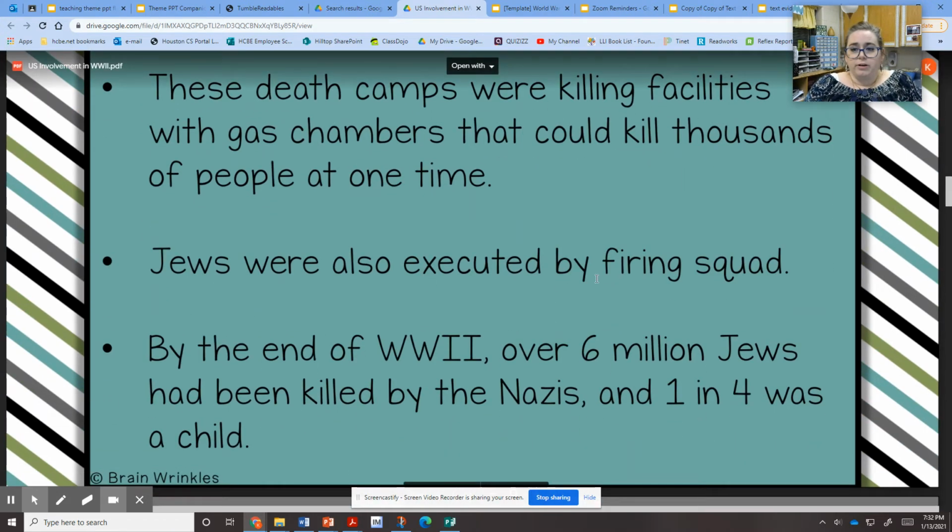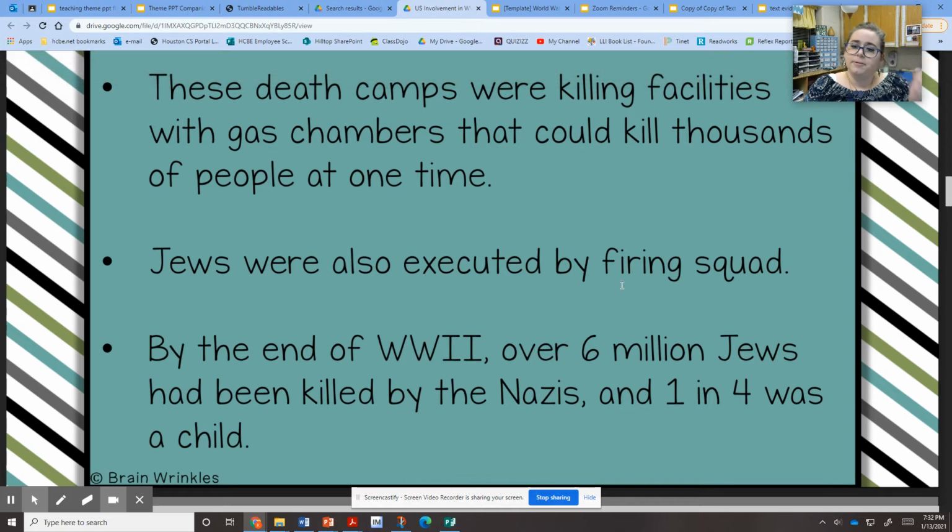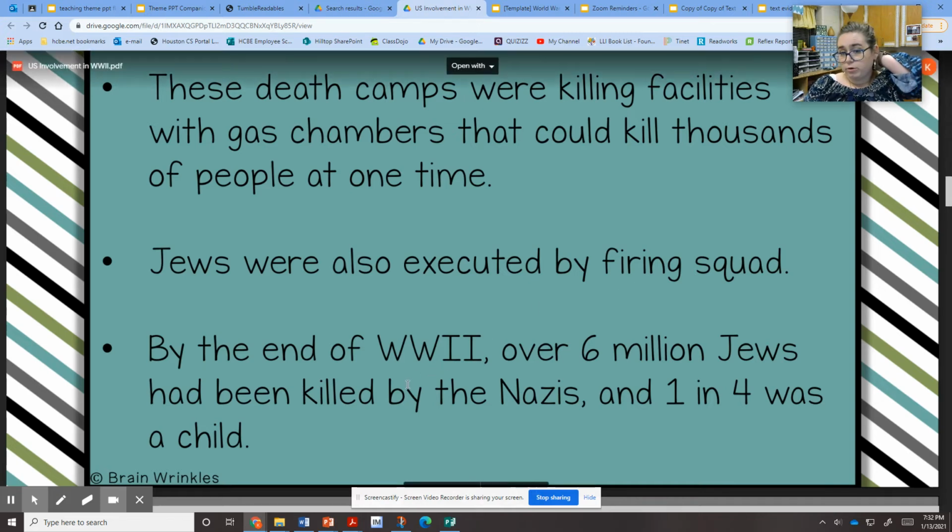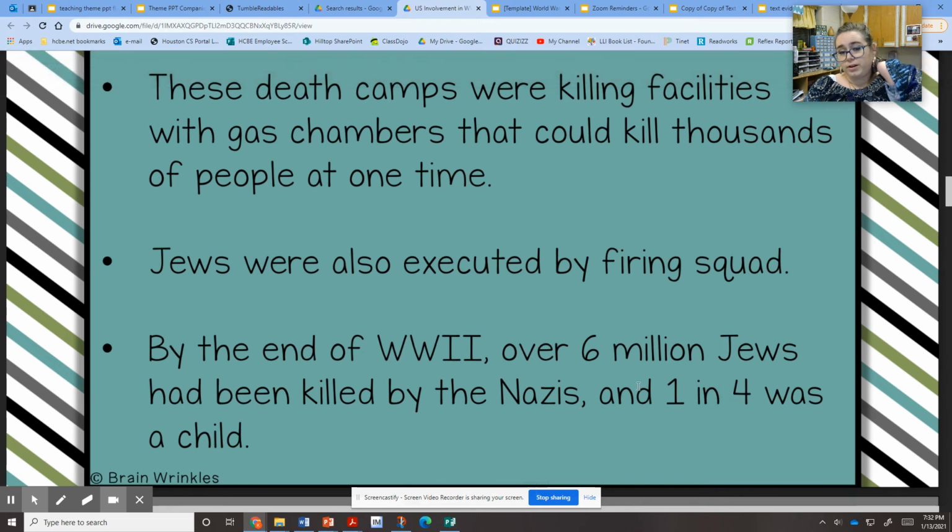They were also executed by a firing squad. By the end of World War II, over 6 million Jews had been killed by the Nazis, and 1 in 4 was a child. So if you're thinking in fractions, it's 1/4.